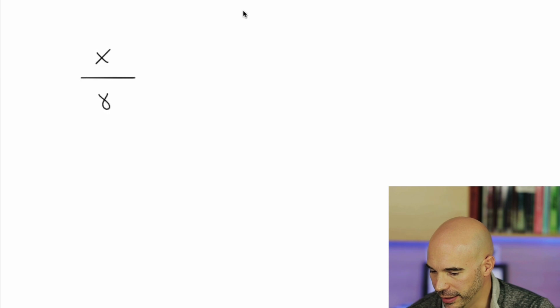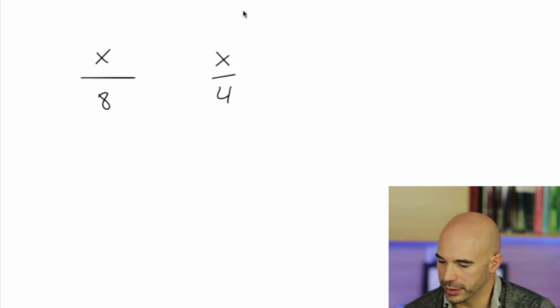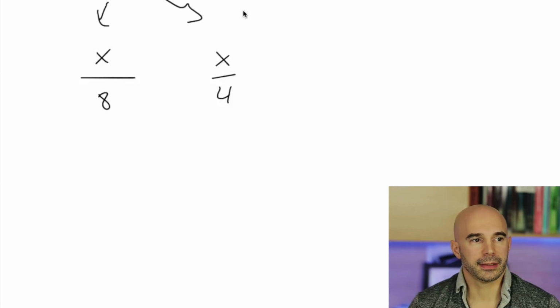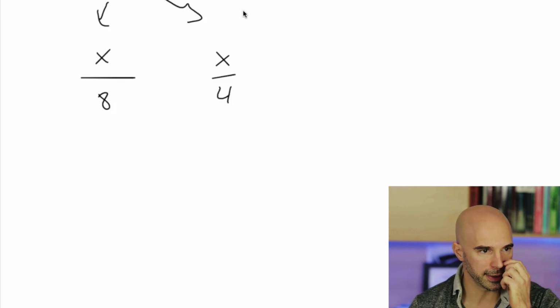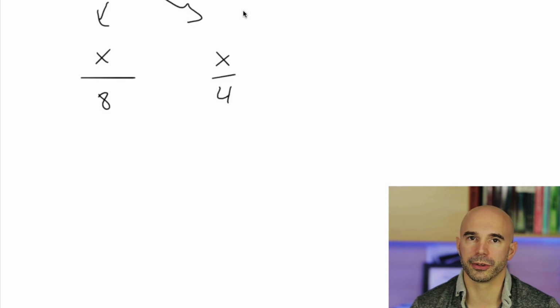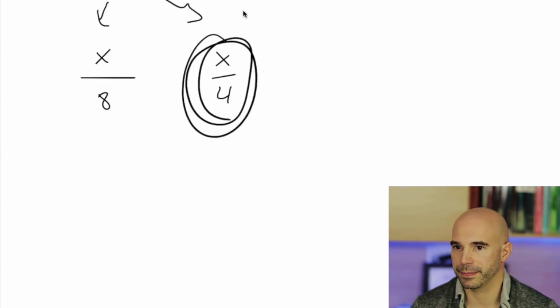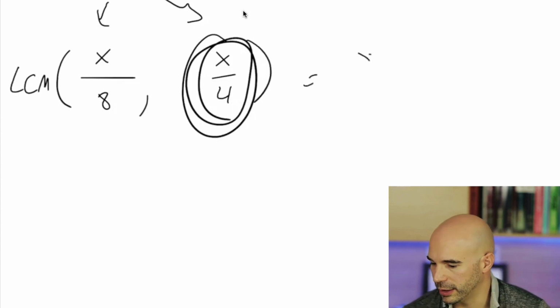x over 8 and x over 4. And you say, okay, I want a number that is a multiple of both of those, but I want it to be the least. So what's the least number that is a multiple of both of those? And I would say, well, isn't it true that x over 4 is a multiple of x over 8? Isn't that true? Think about that. x over 4 is exactly twice x over 8. So if one of them is already a multiple of the other, then that's the LCM. The LCM of those is x over 4.